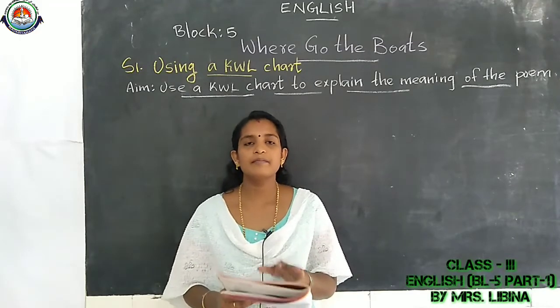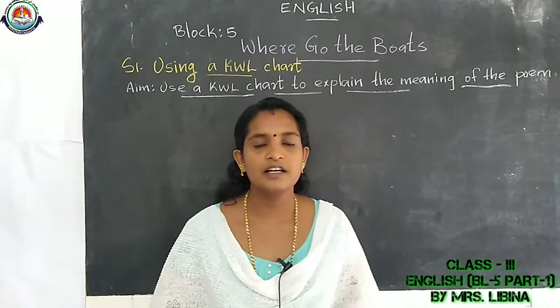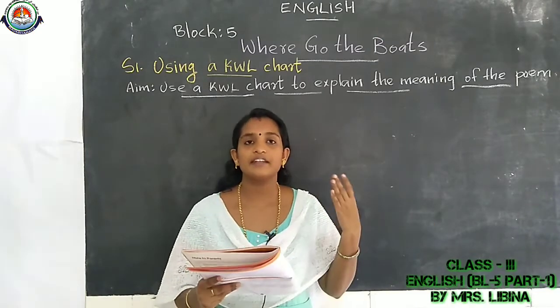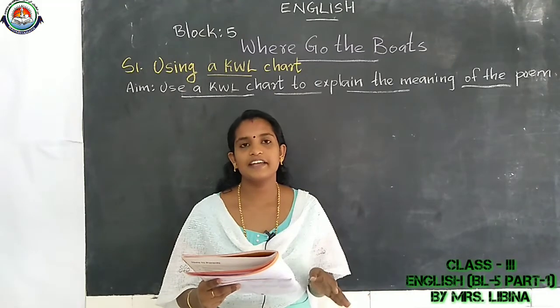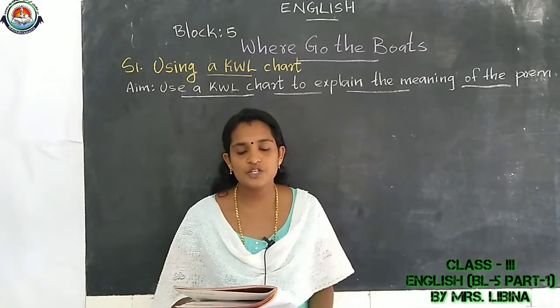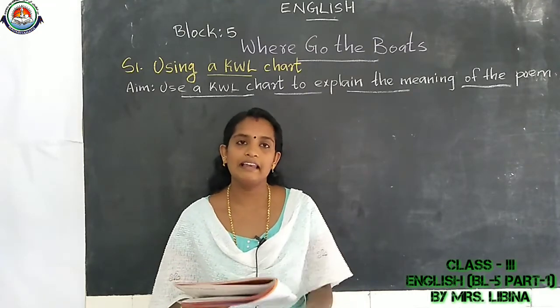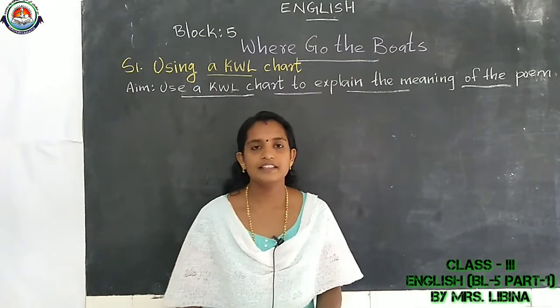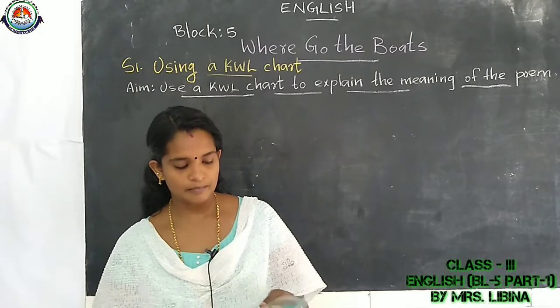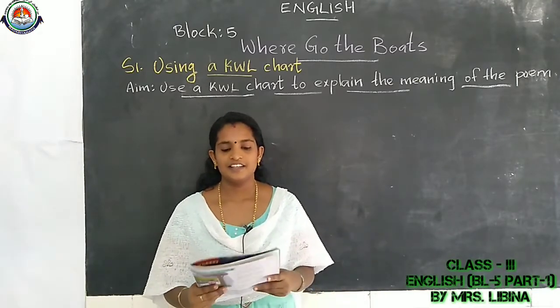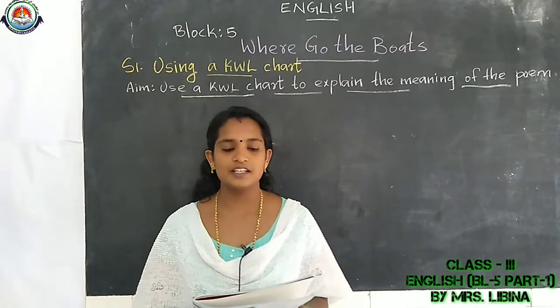A KWL chart is a chart including the information you know. K for know. And the second one, what I want to know. And the third one, what I learned. Okay, then now turn to your page number. Which page number, do you know? 26. You could see a beautiful picture.